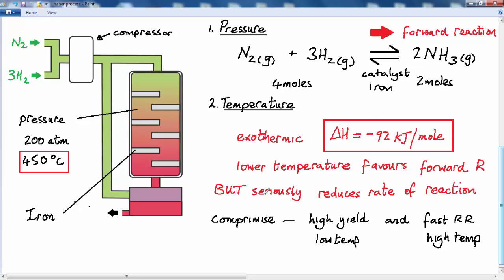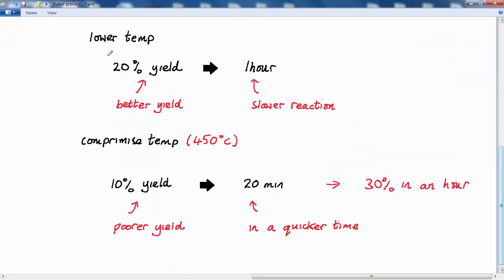Just to try and explain again this business of this compromise, you can think of it like this. At a lower temperature you may get a higher yield, let's say a 20% yield, but it may take you 1 hour to obtain that 20% yield, because at the lower temperature the rate of the reaction is slower. The particles are moving slower, there's less probability of a collision, and the energy on impact will be less because the temperatures are lower. So at your compromise temperature of 450 degrees Celsius, we've increased the temperature.